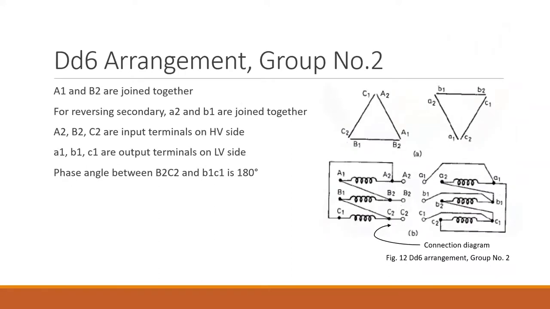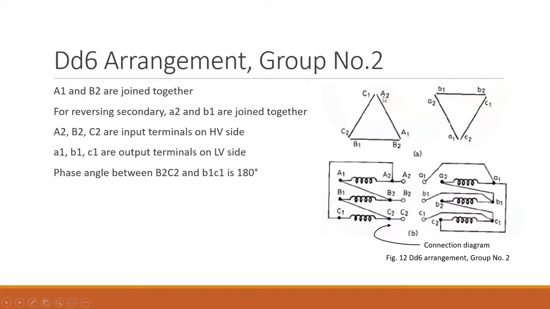There could be another possible configuration or arrangement, that will be DD6. In DD6, 6 means again the hour hand of the clock will be at 6. Primary as well as secondary are connected in delta. So here you need to obtain 180 degree phase shift, so the secondary has to be reversed. Here small a2 and small b1 will be joined together. So a2 and b1 are joined together.